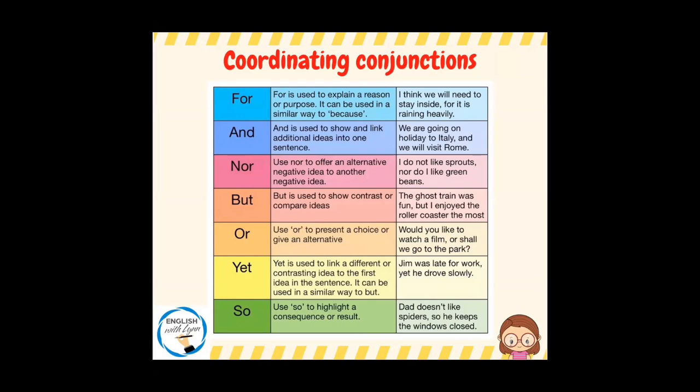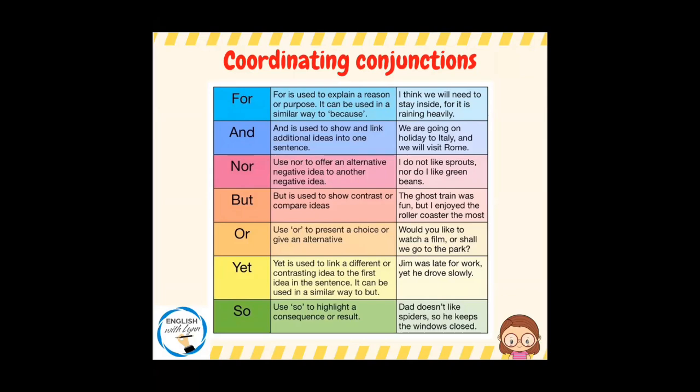And finally, the last one of the fanboys, so, and that is used to highlight consequences or results. And the example on the screen, my dad doesn't like spiders. As a result of him not liking spiders, he keeps the window closed. So, Dad does not like spiders, so he keeps the window closed. Or, I have a stomachache, so I went to the doctors. So the idea of going to the doctors is a result of having a stomachache.